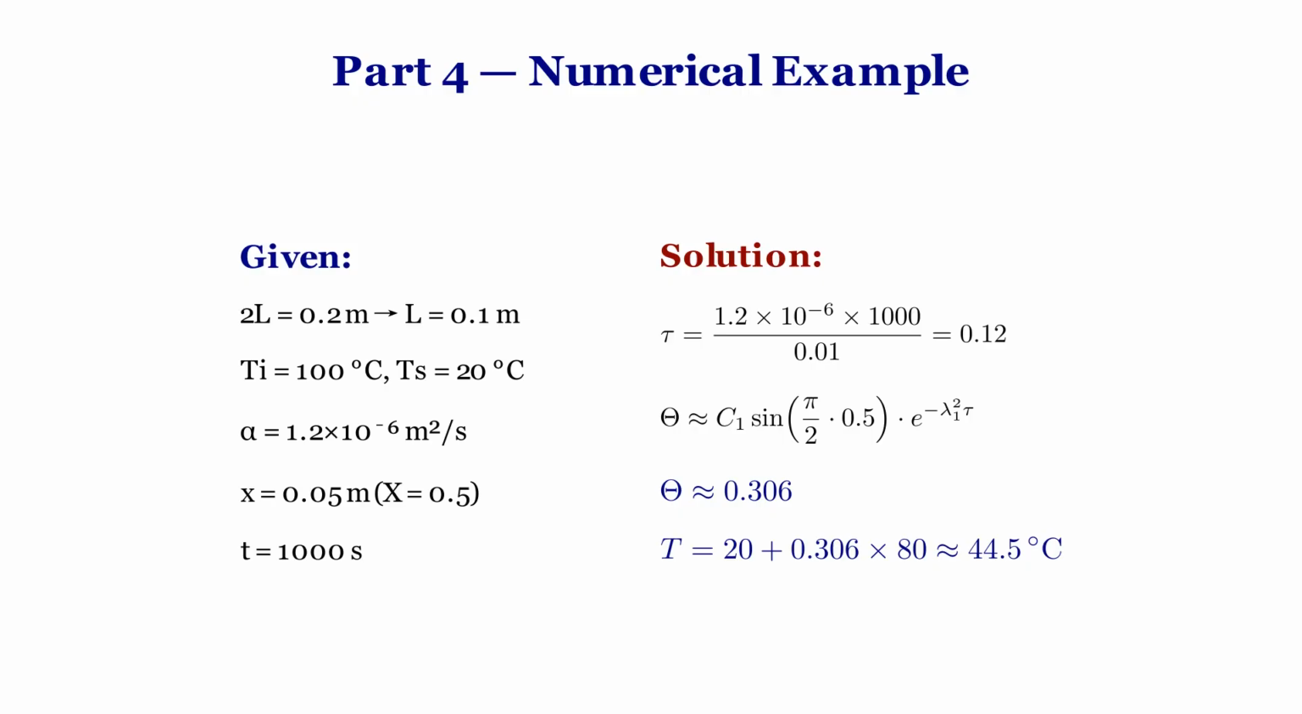Step 1. Fourier number tau evaluates to 0.12. Using the one-term approximation for the first term at the center, we calculate dimensionless temperature theta is approximately 0.306. Solving for actual temperature T gives 44.5 degrees Celsius.